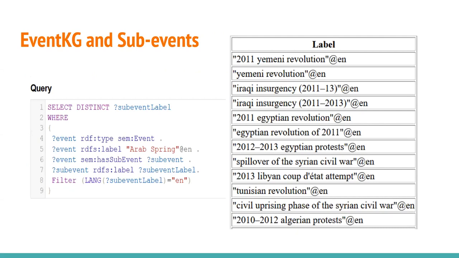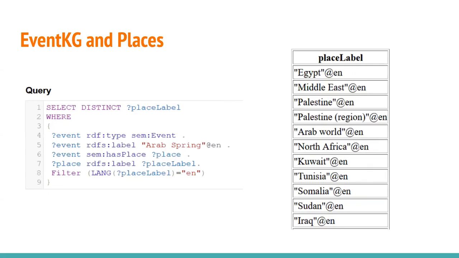In this slide, I show how using SPARQL, which is a query language used in knowledge graphs, I get all sub-events of Arab Spring from EventKG. The table in the right side shows some of these sub-events. And in this example, I use a SPARQL query to extract all the locations that Arab Spring has happened.